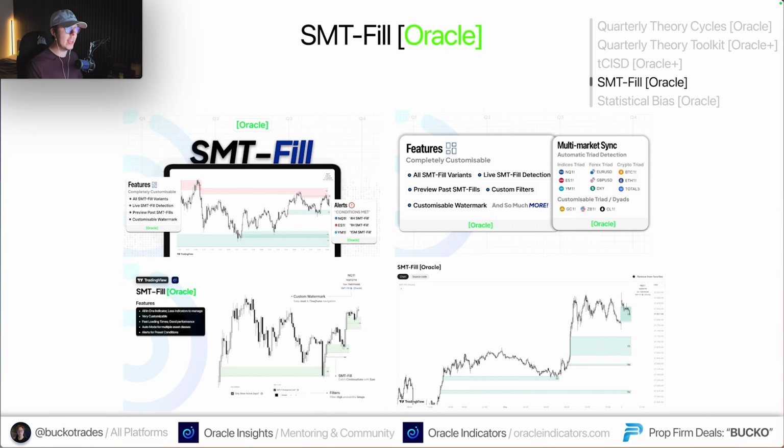Now, this SMT fill indicator has all the SMT fill variants. So variant 1, 2, 3: one asset trades into a gap, one doesn't. One asset trades below 50% of a gap, one doesn't. One asset fills a gap completely, and the other asset doesn't. It will alert you of all 3 variants. It also shows you live SMT fill detections. So as the SMT fills are occurring in real time, it will mark those out on your chart directly.